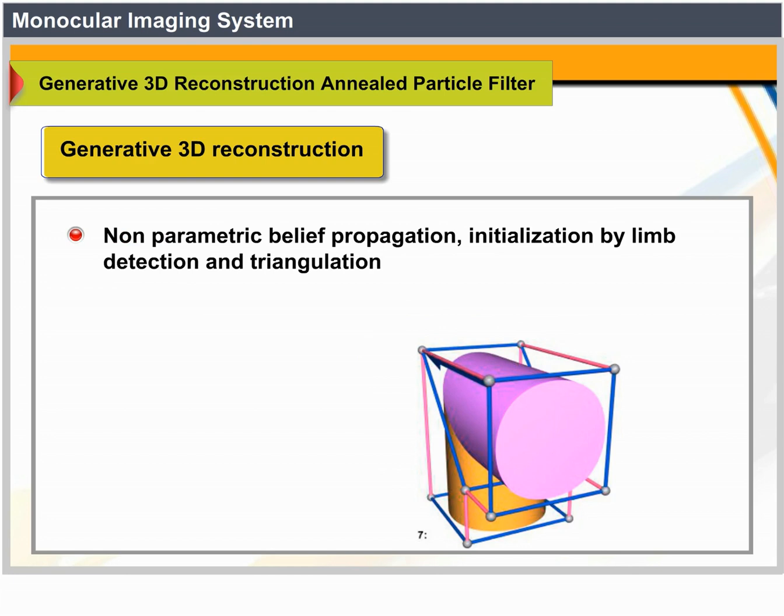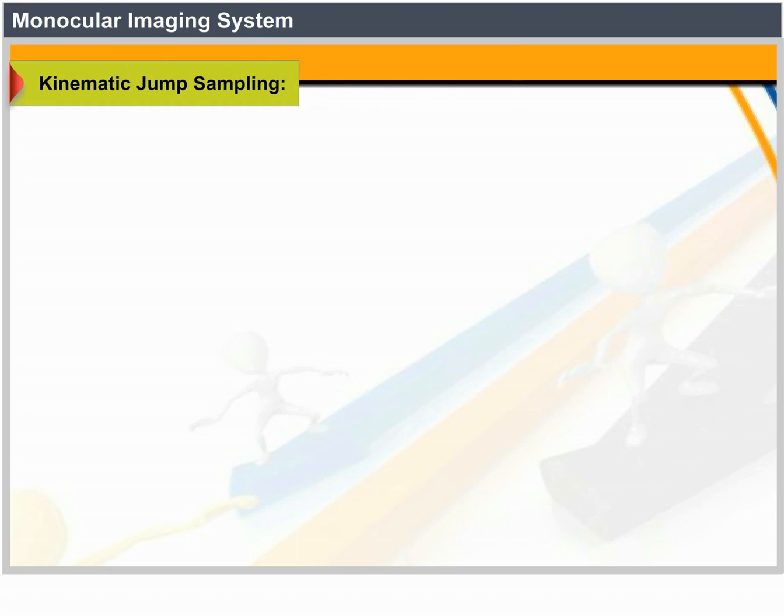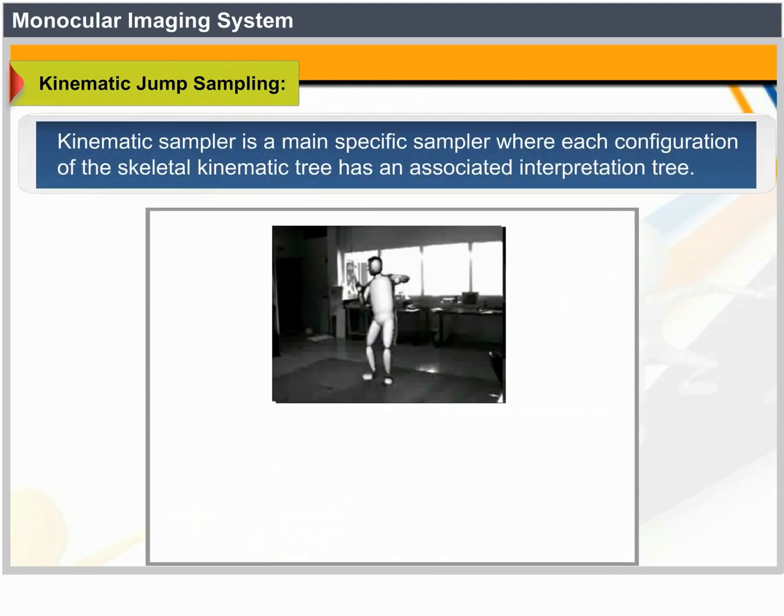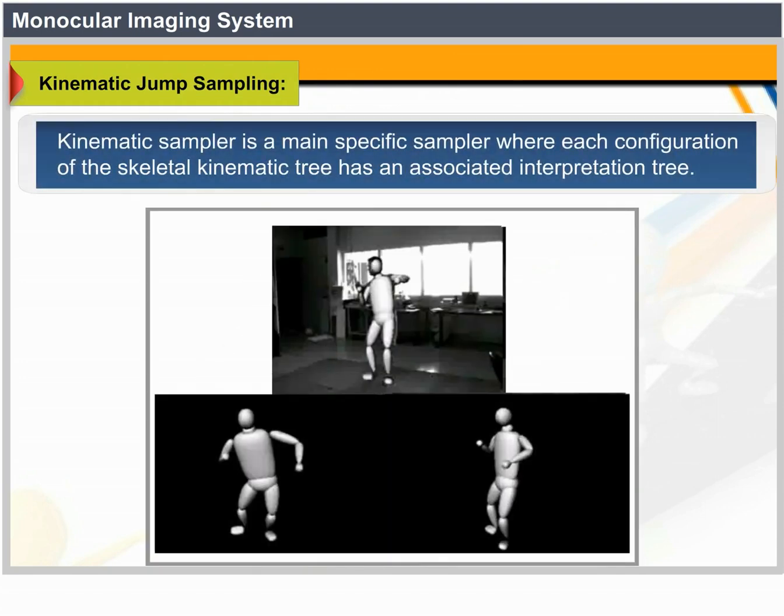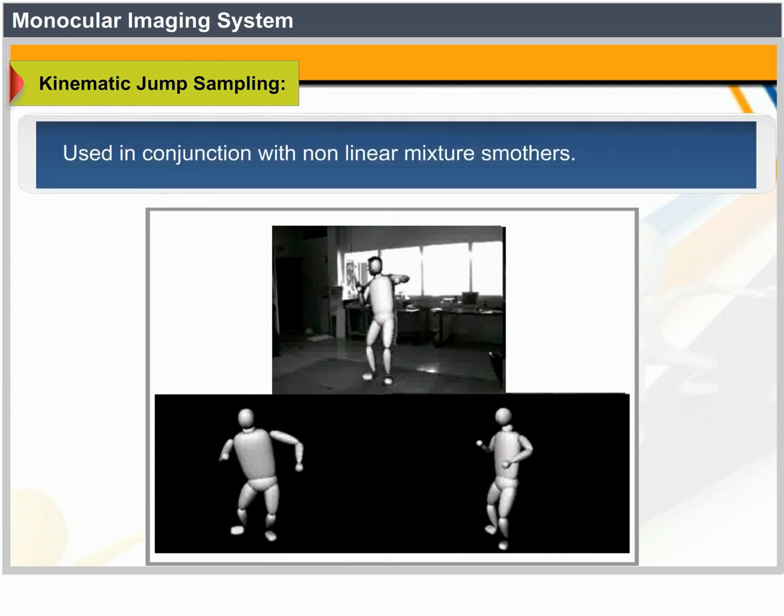Kinematic jump sampling. Kinematic sampler is a domain-specific sampler where each configuration of the skeletal kinematic tree has an associated interpretation tree. Used in conjunction with nonlinear mixture smoothers.